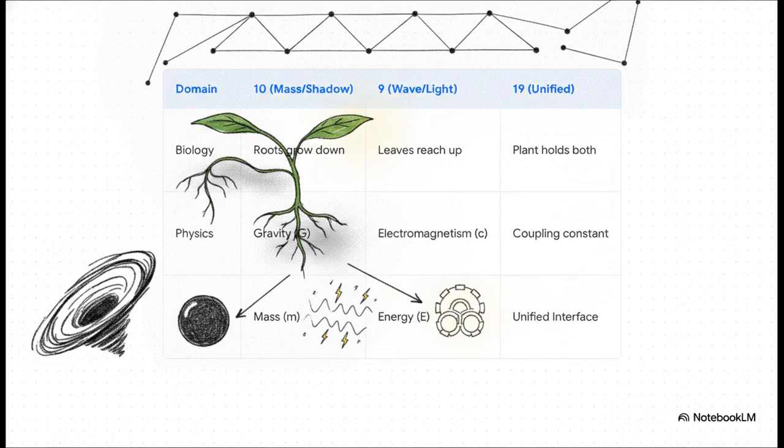In biology, roots are pulled down by gravity in the physical 10 domain, but the leaves reach up for light in the unseen 9 domain. The plant is the unified 19 holding both. In physics, it's gravity constraining mass versus the electromagnetic wave. In chemistry, it's mass versus energy, coupling perfectly in Einstein's E equals mc squared. It's all one incredibly unified system.